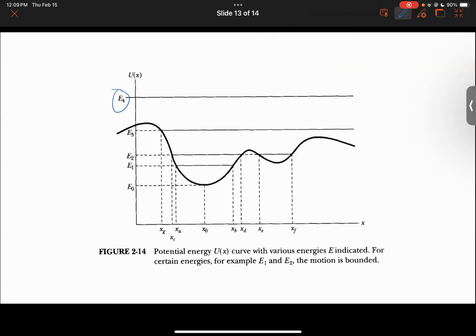On the other hand, if the object has a potential that is equal to E3, so ang mangyayari sa object is mag-decrease yung kanyang potential, and then angat ulit yung potential niya. And since it has excess energy, then it will just continue to move as it was moving before.